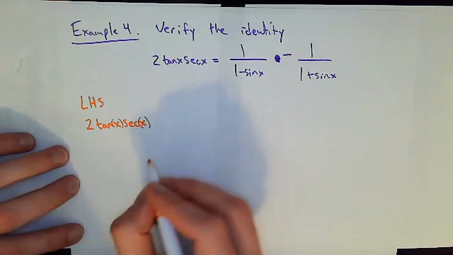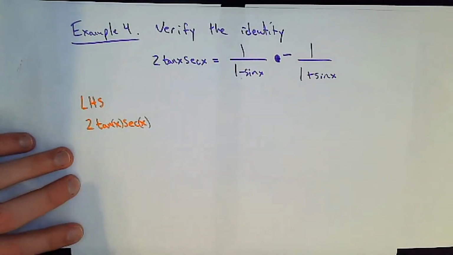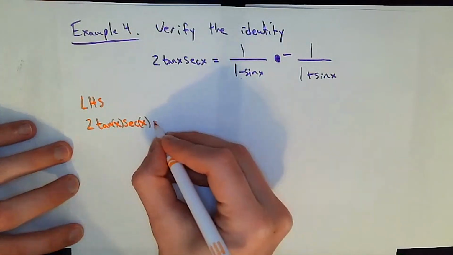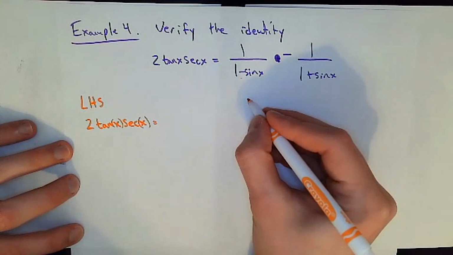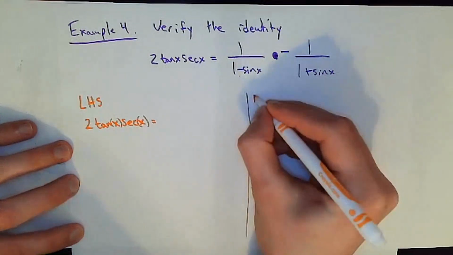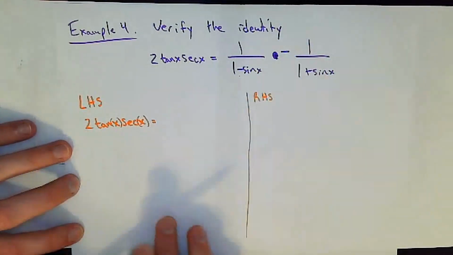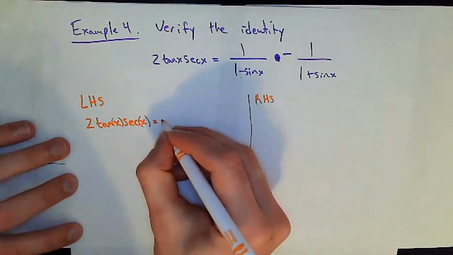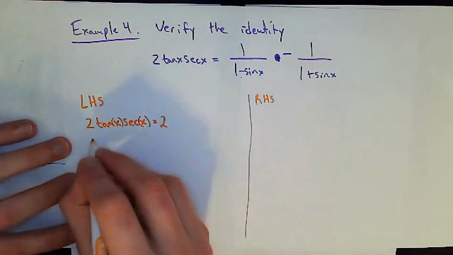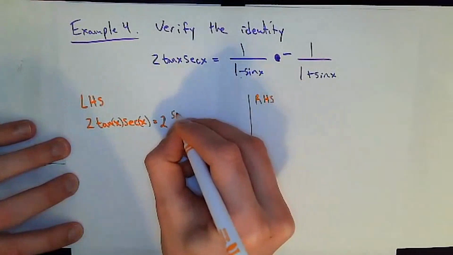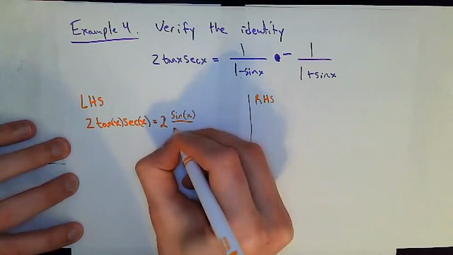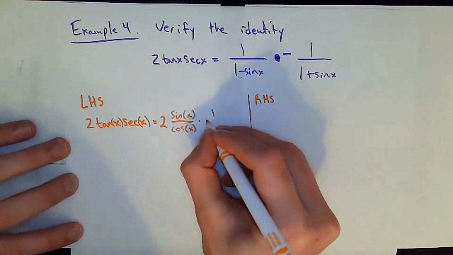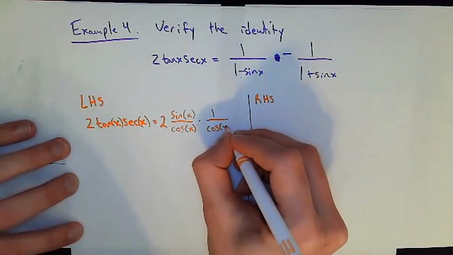All right, so let's write these in terms of, let's see, where do I want to put a line down the middle for the right-hand side. Okay, I'm going to write these in terms of sines and cosines. So I'm going to say 2 tangent is sine of x over cosine of x. Secant is 1 over cosine of x.